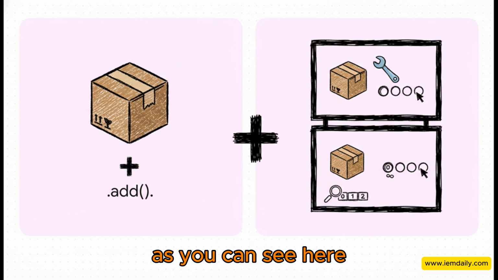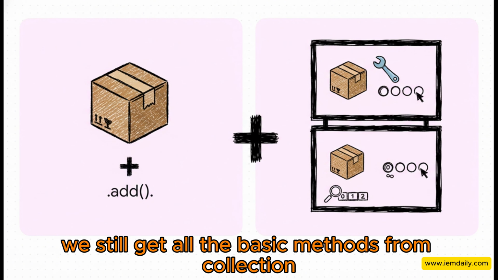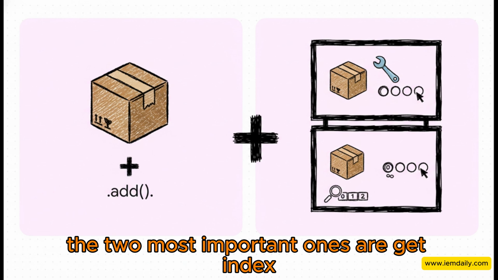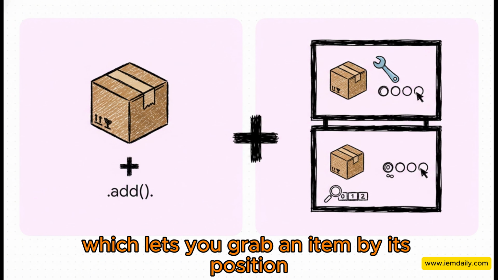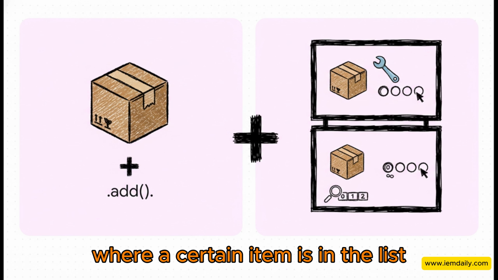Well, as you can see here, when we declare our variable as a list, we still get all the basic methods from collection, but we also unlock a bunch of new superpowers. The two most important ones are get(index), which lets you grab an item by its position, and indexOf(value), which lets you find out where a certain item is in the list.